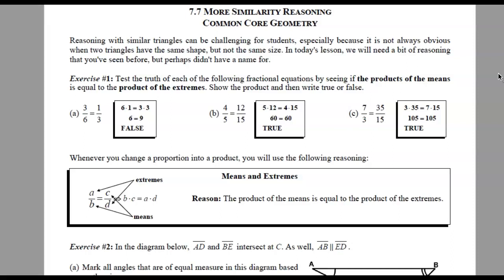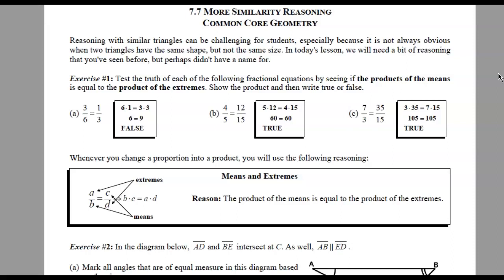Exercise 1: to test whether two fractions are the same, whether we do have the same scale factor, one way to do it that can work easily for you is to just test the cross products. If the two cross products are equal, then we do have proportionality, and if they're not, then we don't.